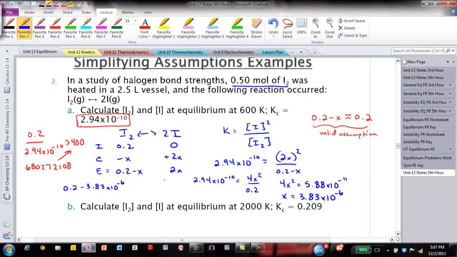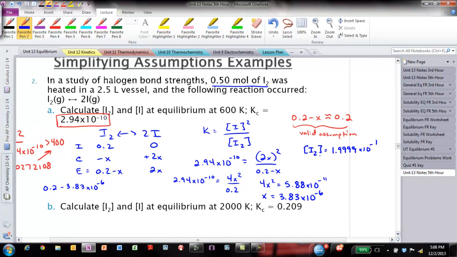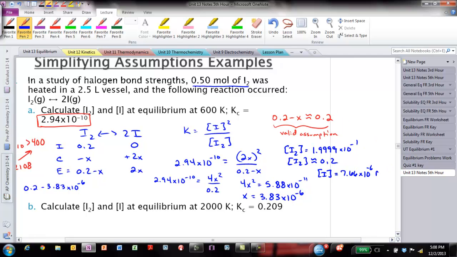And I get that the I2 concentration is equal to 1.9999 times 10 to the negative first, which is essentially 0.2. And then the I concentration is going to be 2 times x, which is 7.66 times 10 to the negative 6. And those are both molarity. So the simplifying assumption will save you some quadratic formulas.